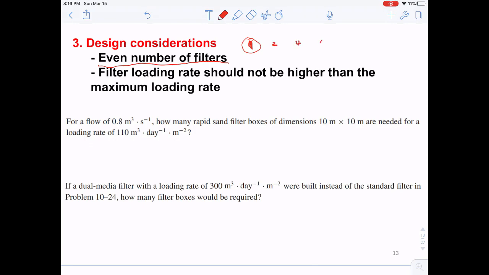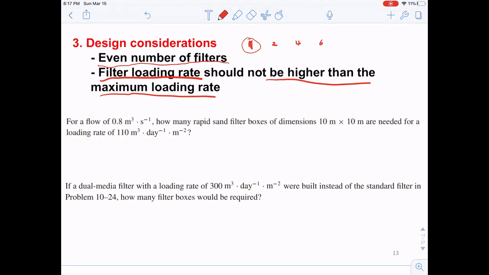So we can use either 2 or 4 or 6. Basically, we need to use an even number of filters, and this is for considering the ease of construction. And also we need to make sure that the filter loading rate should not be higher than the maximum loading rate. This is the most important design criterion for these different types of filters.